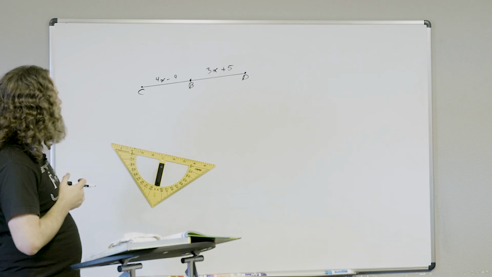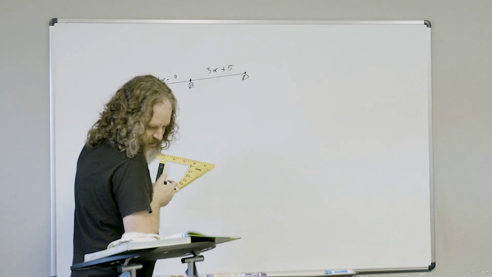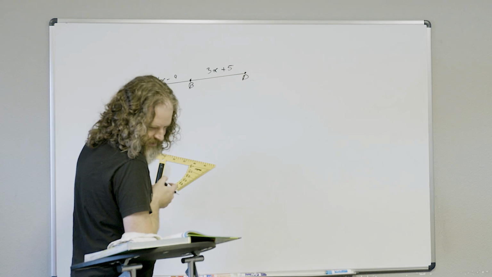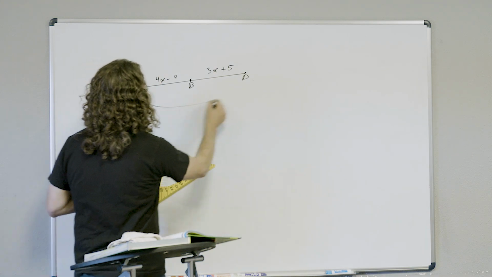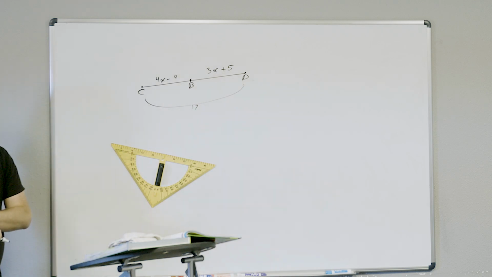Right. Yep. That makes sense. And then it says CD, so the big one is 17. So how would we solve it? We would add 4x minus 9 and 3x plus 5 equals 17.